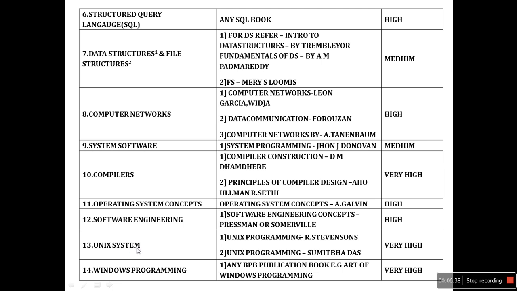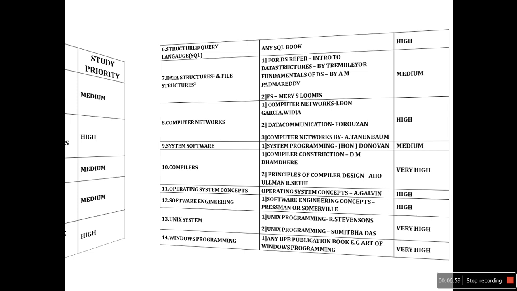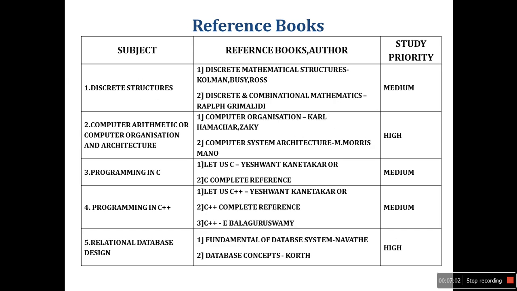Here we also have two high priority books. We need to study the Unix system; that book is written by Stevens as well as Sunita Bhadas. These are two very good books for studying the Unix system. For Windows programming, we can refer to BPB Publications books. This also has high priority. Most of the questions are asked from these three subjects only.